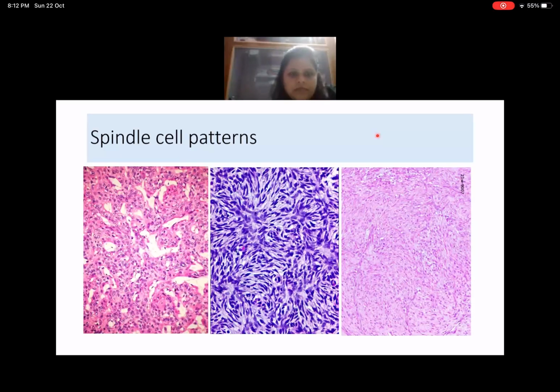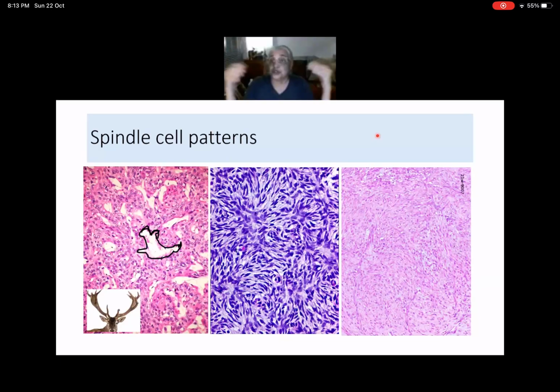Okay, one minute. Now here are the other patterns. Come on, what's the first pattern, Sudesh? Hemangiopericytomatous pattern. Staghorn. You saw it Tuesday. Staghorn pattern. Stag horn.